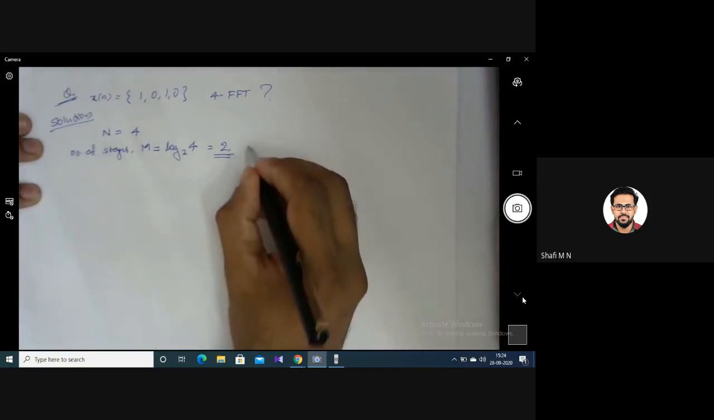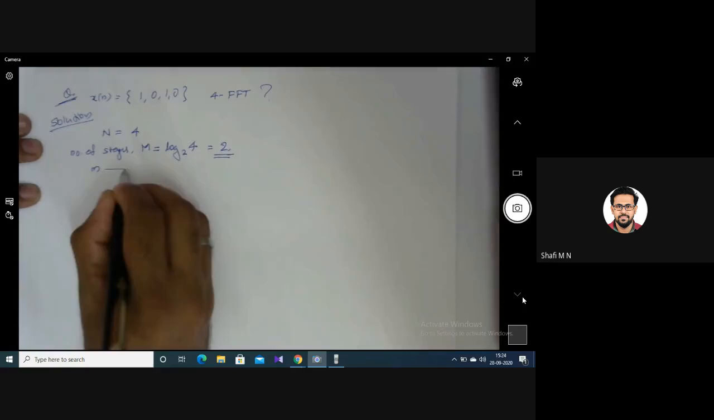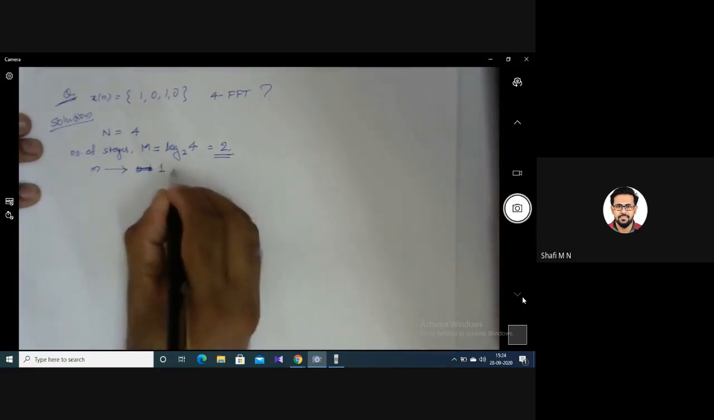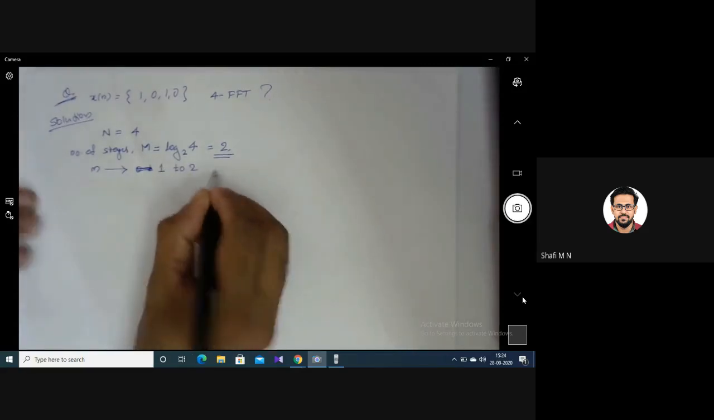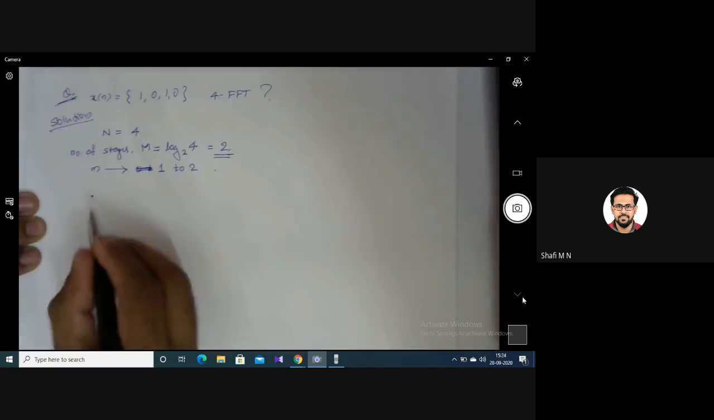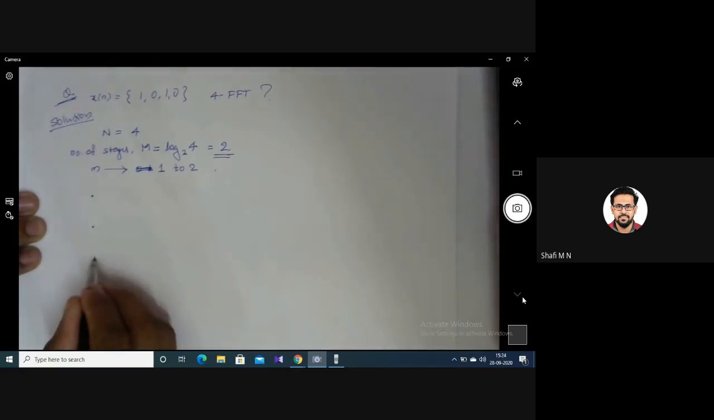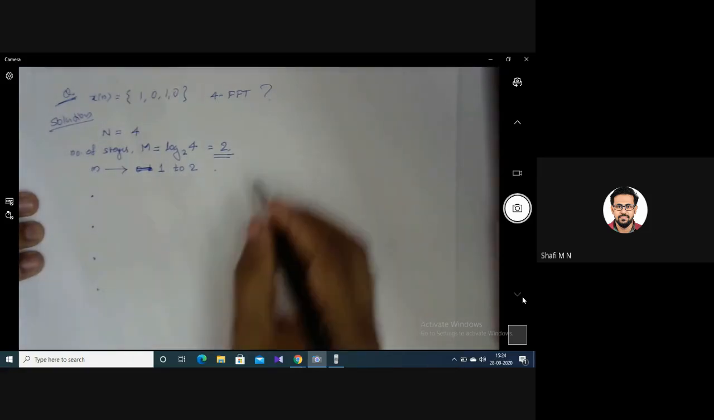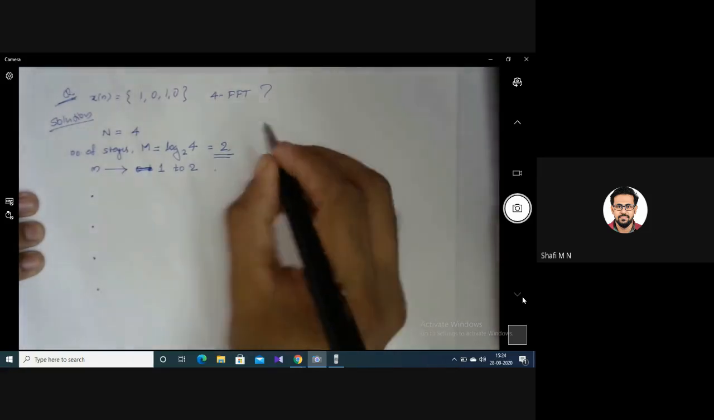Say small m represents the stage index, and the index should start from 1 to 2. So m equal to 1 for the first stage and 2 for the second stage. Now let's start the problem. As you all know, we have to represent the input sequence as 4 points, and that should be in the bit reversed fashion, right? That's what we have seen in the last class. So let me find the bit reversed order first.